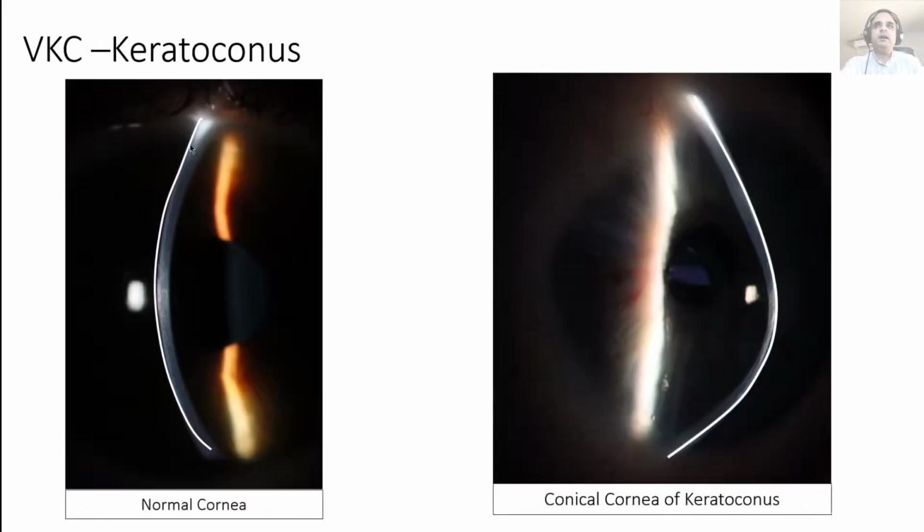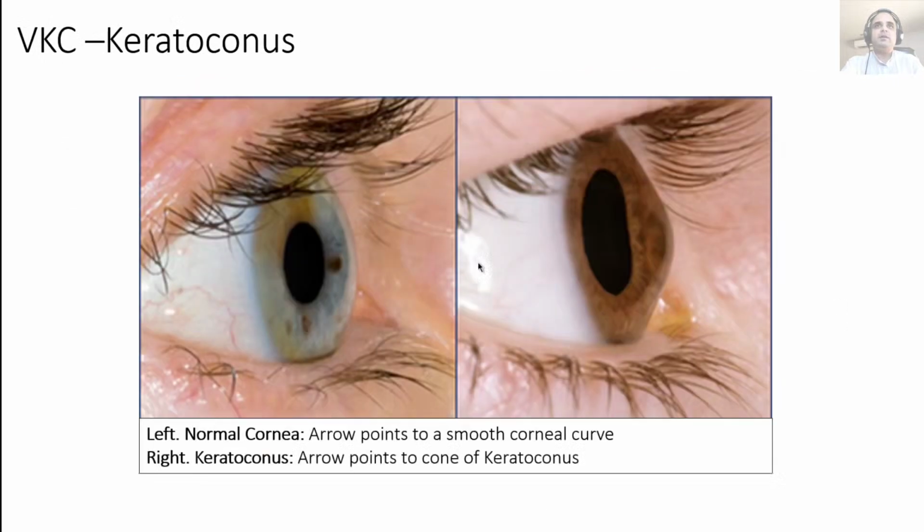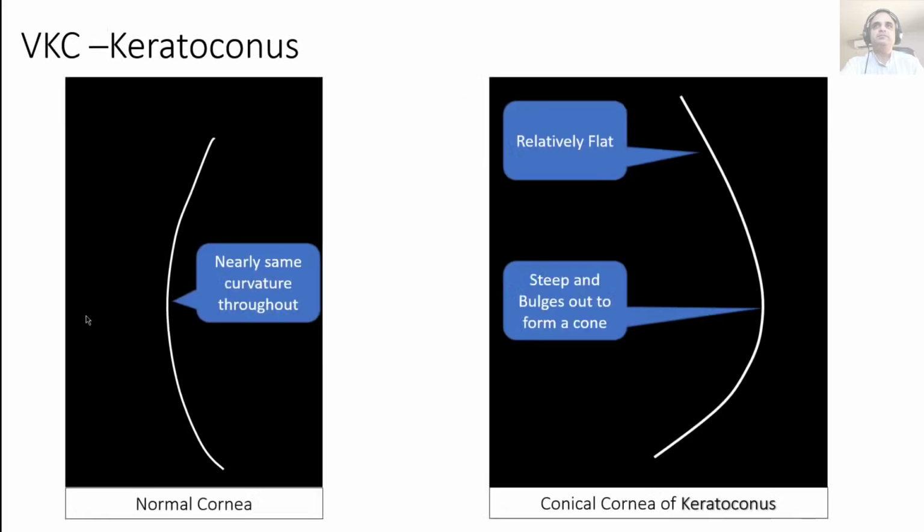So this is just an outline of the two showing the cone formation in keratoconus, or the steepening. Again, a picture showing the cone or the steepening. This is the normal smooth contour or curvature of the cornea.